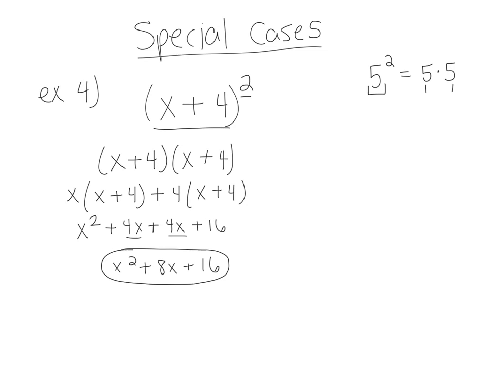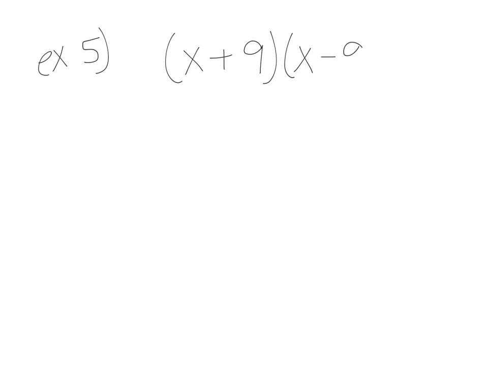There's one more special case that I want to show, and it is, for example 5, it's still going to be a binomial times a binomial. Let's say x plus 9 times x minus 9. Okay, so still binomial times a binomial. So to simplify, do the math like normal, and everything should just flow like normal. So take a minute, pause, work that out.